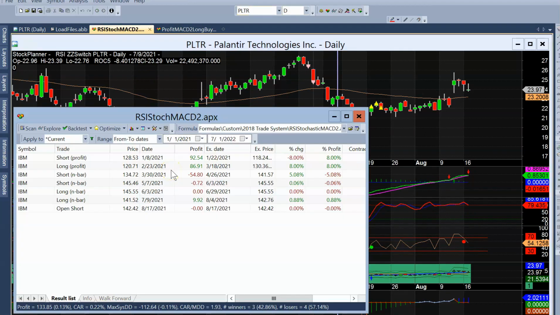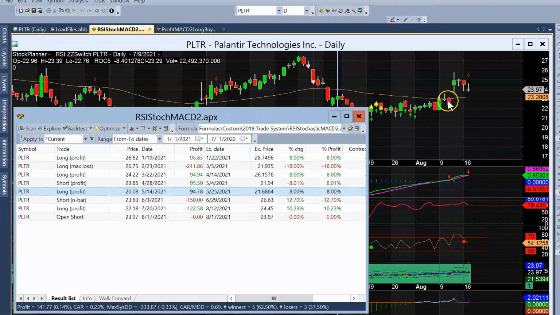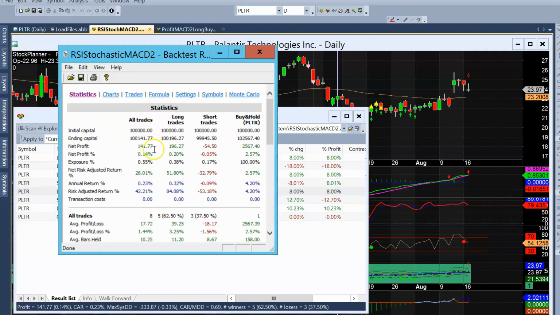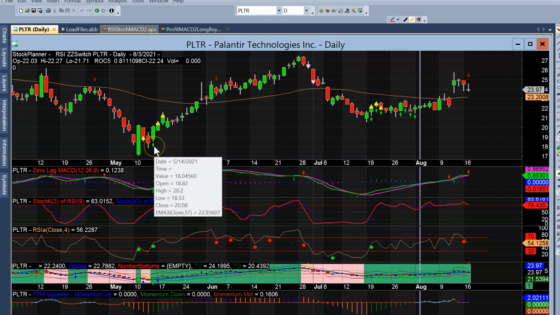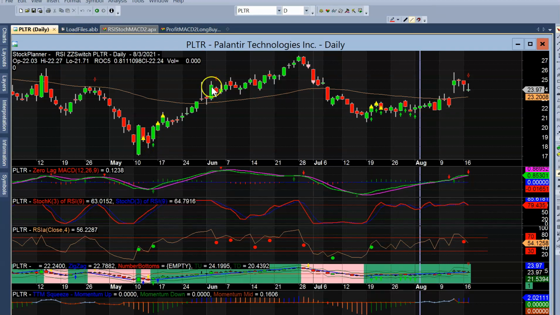It's a software, package software company. And doing a back test on that, there's that short today, short signal. Let's see how our system translates. Net profit, 141, 8 trades, 62, and 3. There's a long signal, and there's a short signal.